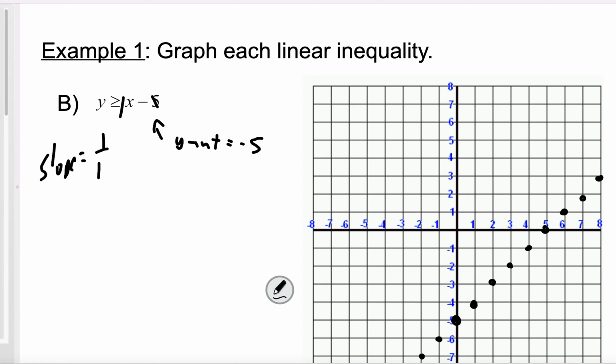All right, so now let's figure out if it's a solid or a dashed line. It's greater than or equal to, so that's a nice solid line, because that equals line is underneath it. It's like they're telling you it's a solid line.